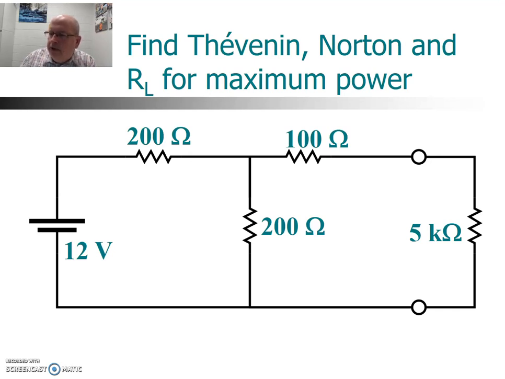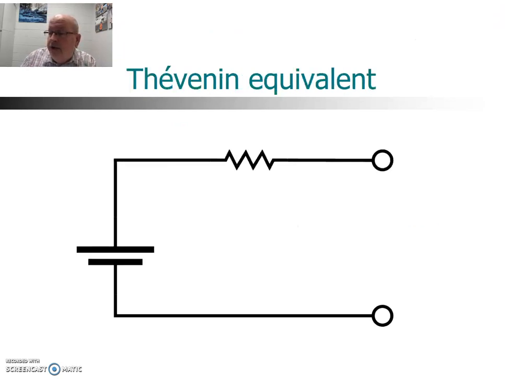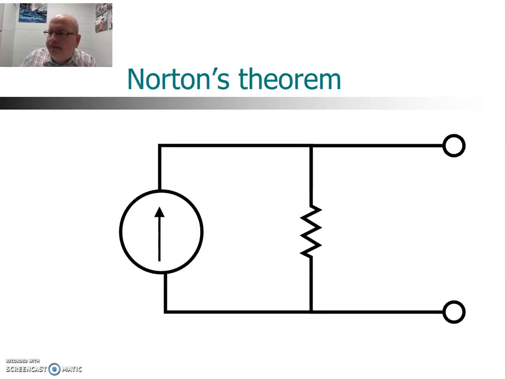Looking in from the load terminals with the source removed, again the load is removed also, we have 100 in series with 200 parallel 200. And if you have two resistors in parallel and they're the same value, just divide by 2. So the 200 parallel 200 is 100. That's in series with the 100. So that gives you a total resistance of 200. So your equivalent circuit is 200 ohms, and the Thevenin voltage is 6 volts. Hopefully that's what you got when you tried to do this.